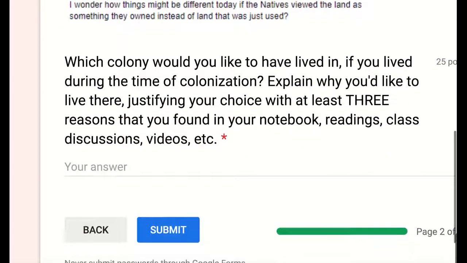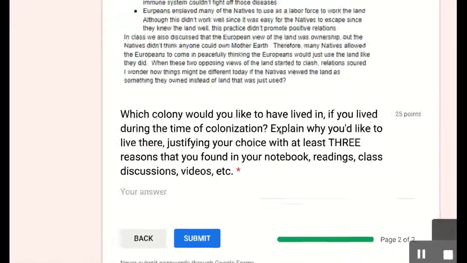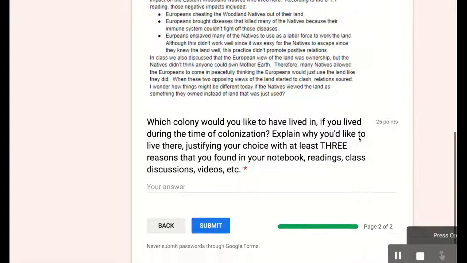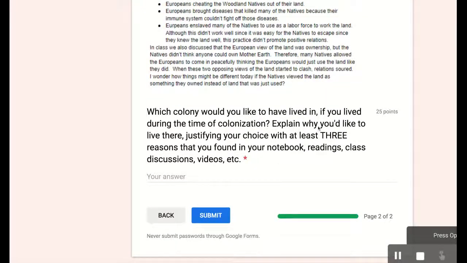Your prompt: which colony would you have liked to live in if you lived during the time of colonization? Explain why you'd like to live there, justifying your choice with at least 3 reasons that you found in your notebook, readings, class discussions, videos, etc. Remember, this doesn't need to be a long-winded response. I just need you to answer the question completely using 3 reasons. When you're finished, hit submit.